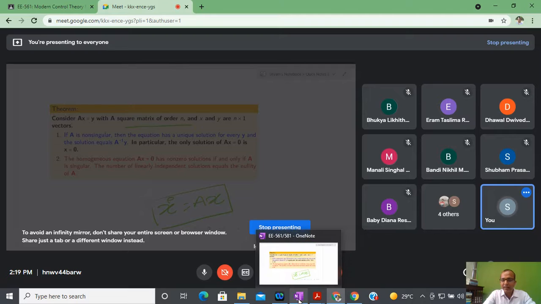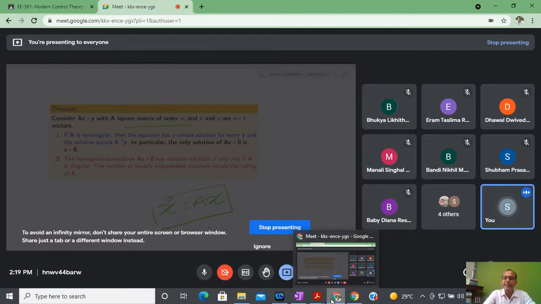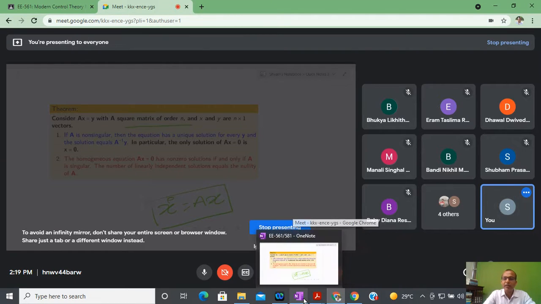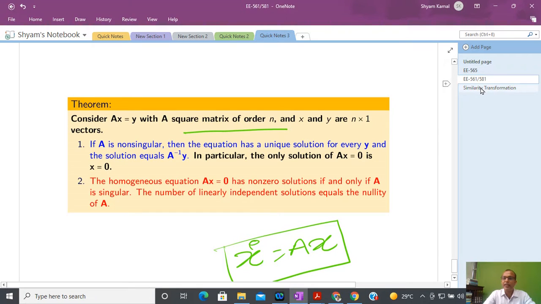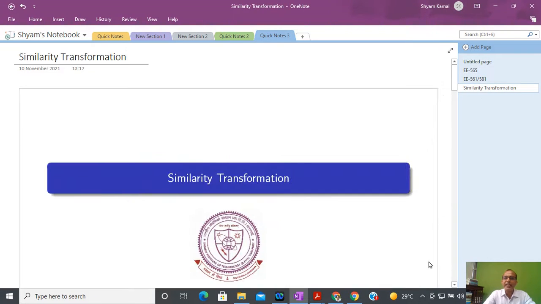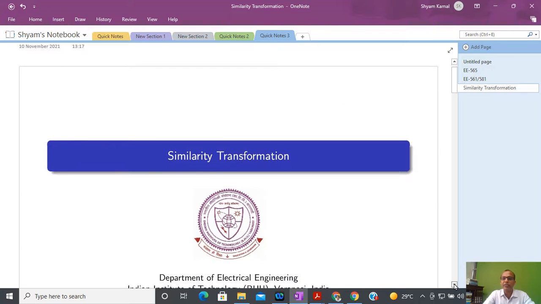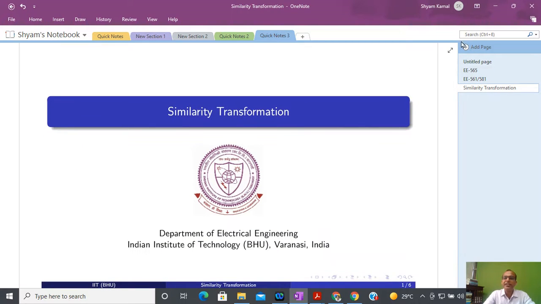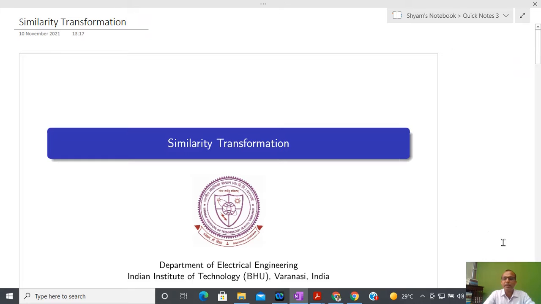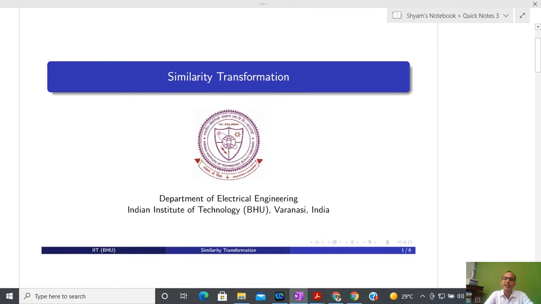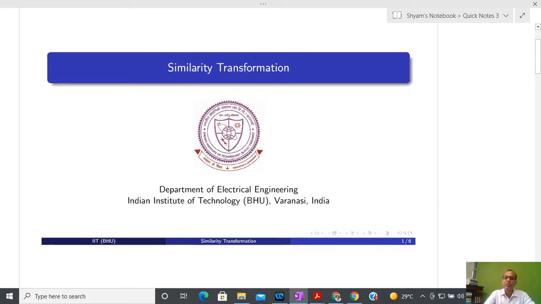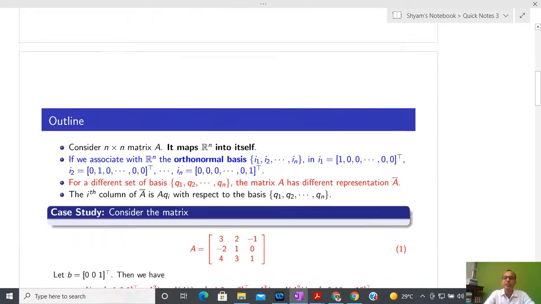The second part is again an application of the basis. I hope that you have already encountered this, which is called similarity transformation. Similarity transformation is again related to the square matrix. Quickly, I am going to discuss this.